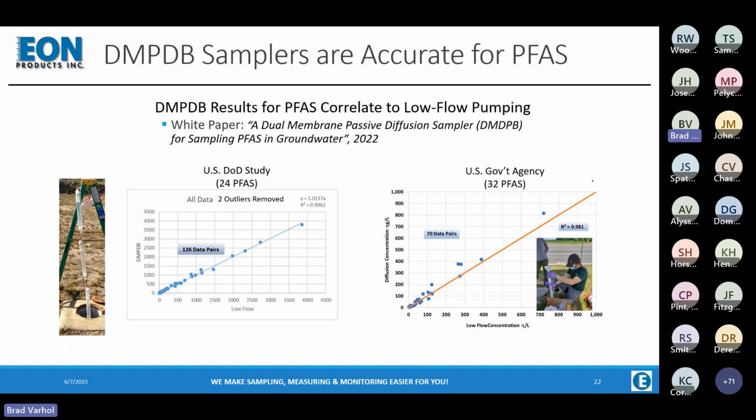Another U.S. government agency that expects to publish their own report soon conducted a study at 28 wells. I had the privilege of being on that site. They collected 70 data pairs that had PFAS hits out of those 28 wells. In that case, the data was plotted, and we have a 0.98 correlation on 32 PFAS. And by the way, for both of these, the lab method we're using is method 537M, the modified version of 537.